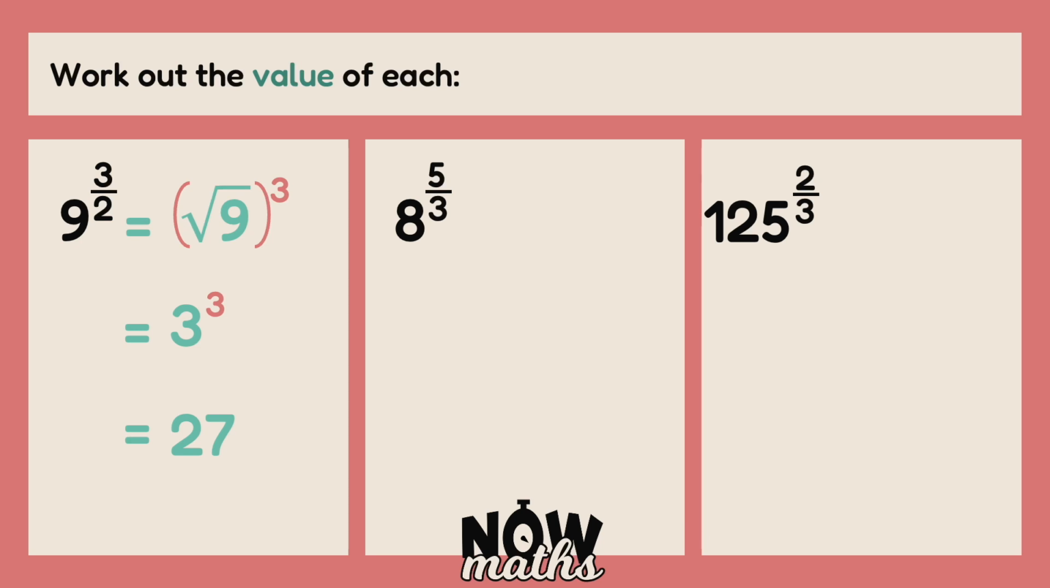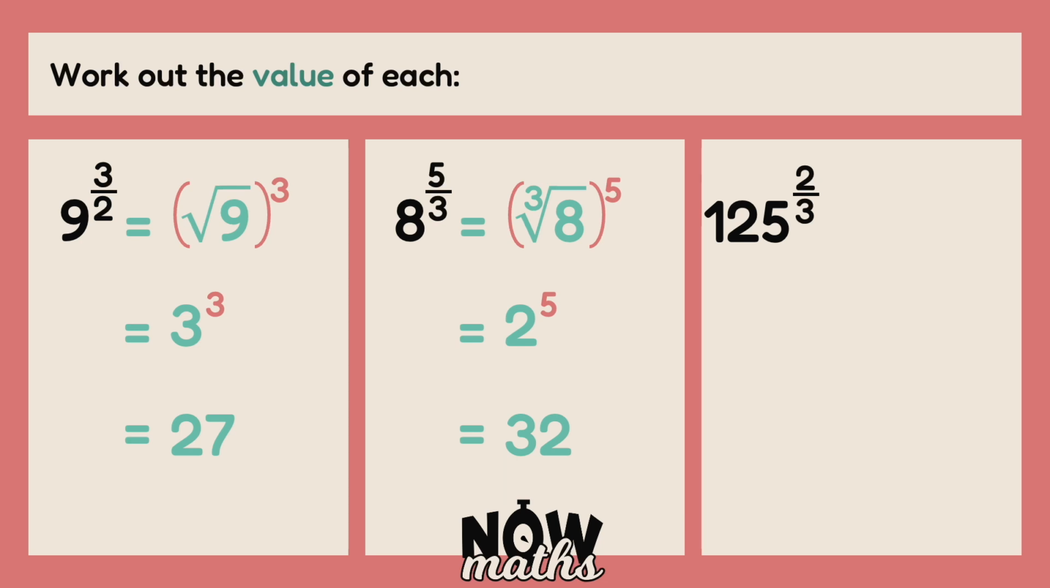Next, we have 8 to the power of 5 thirds. Firstly, we cube root 8 since the denominator is 3, and then since the numerator is 5, we raise to the power of 5. So the cube root of 8 is 2, since 2 multiplied by 2 multiplied by 2 is 8. And then we raise to the power of 5, so we multiply 2 by itself 5 times to give us our final answer of 32.